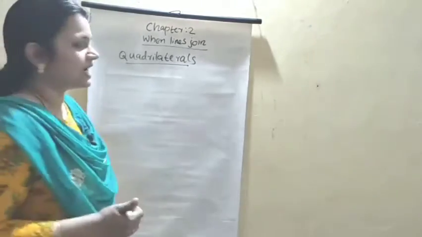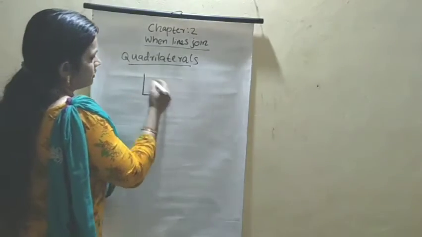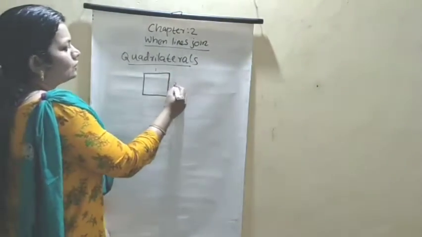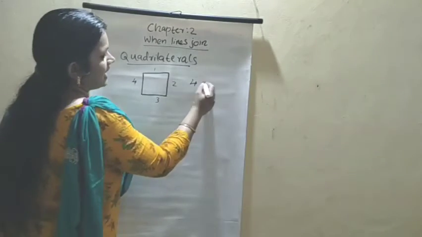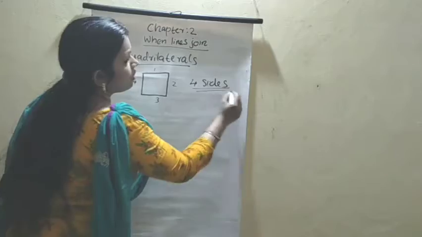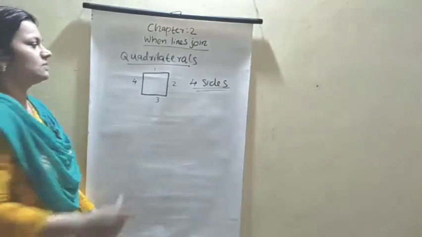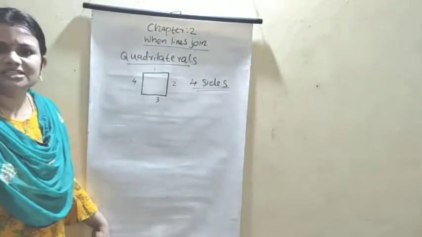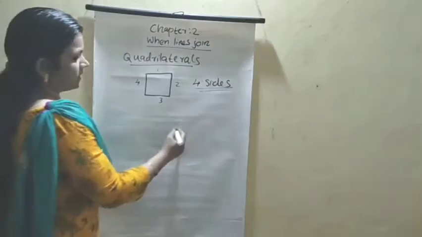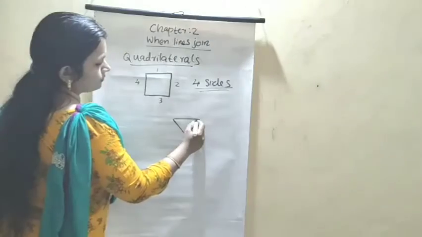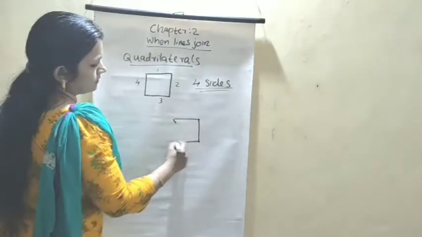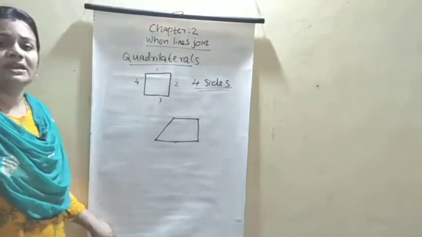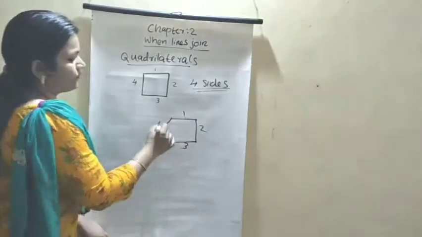How many sides do these two have? And I draw one quadrilateral. This is what? Square. How many sides? 1, 2, 3, 4. Four sides. Quadrilateral means what? Four sides. The one figure with four sides, that figure is called what? Quadrilateral. Understood? So many quadrilaterals can be drawn. This is also another quadrilateral. How many sides? 1, 2, 3, 4 sides.